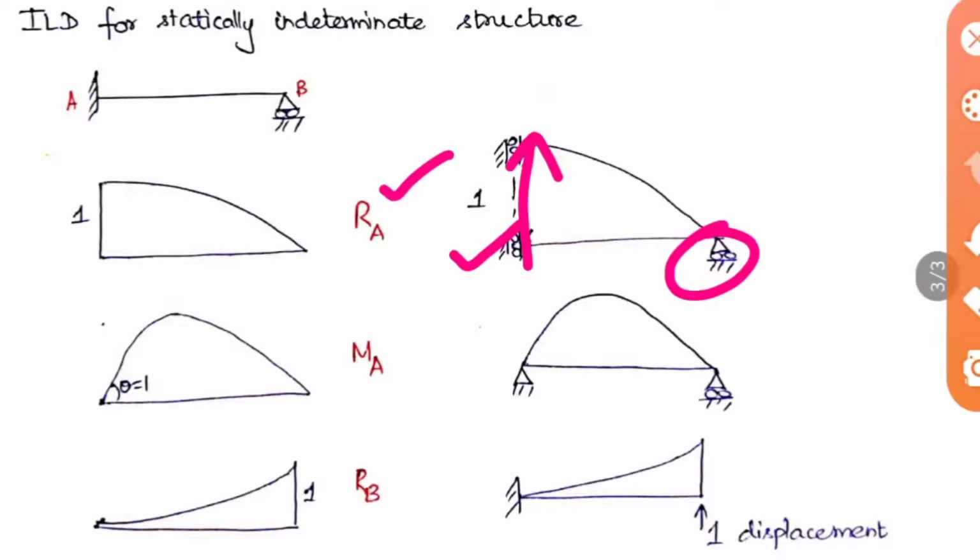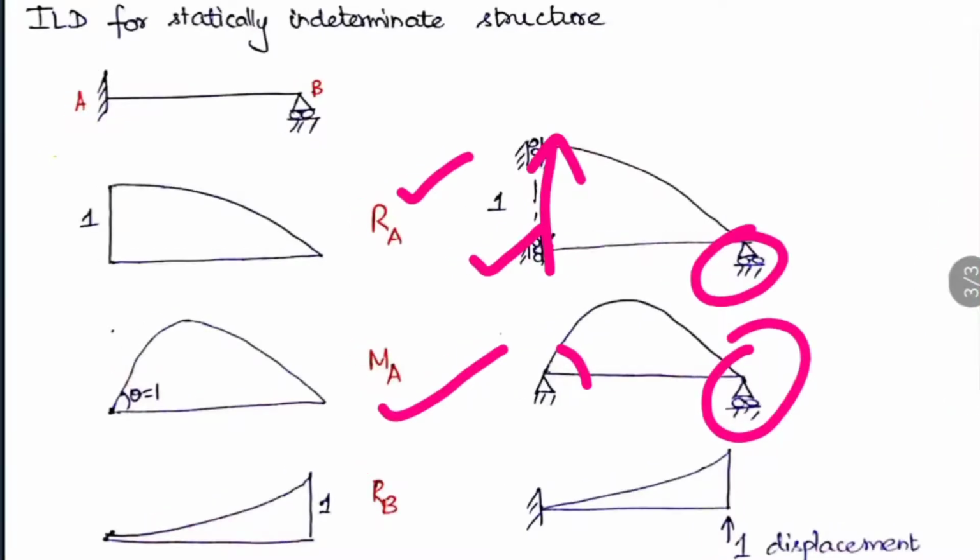Okay, and then moment at A. So I have removed the moment at A and I have applied theta is equal to 1 rotation there. So your structure will be deformed like this because this is a hinge support, therefore moment at A ILD diagram will be like this only.